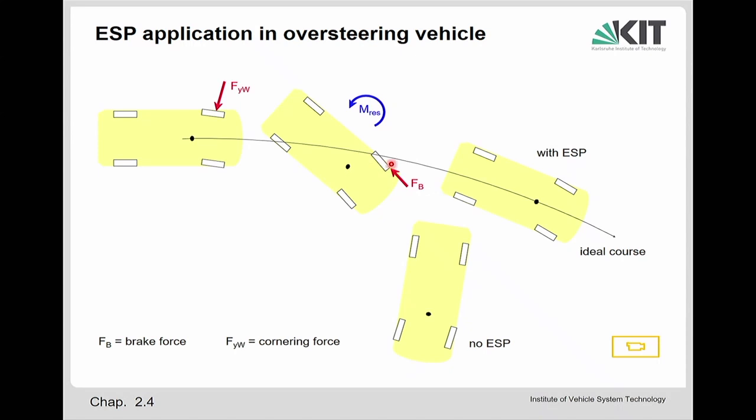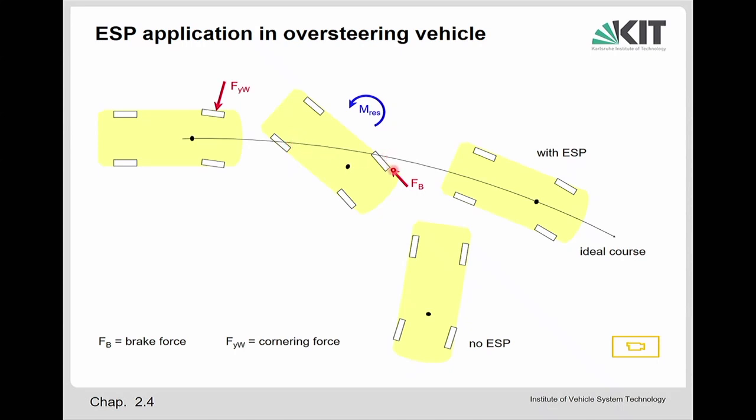And then the third measure is on the front left, it is braked. So a braking force is applied on the front left, only one wheel. This causes this braking force, and this lever arm here from the center of gravity to that point where the force acts. This creates a torque which is turning counterclockwise and brings the car back to the original requested course and avoids that situation here. So that is how the system acts on an oversteering vehicle.